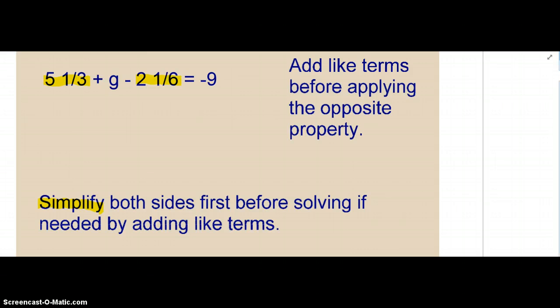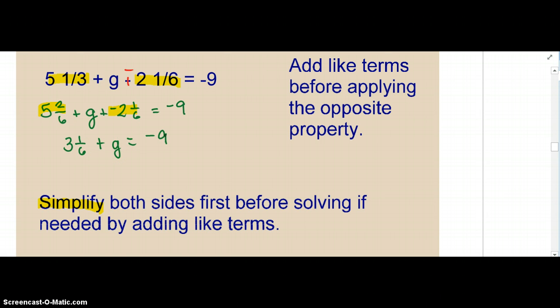So the first thing I'm going to do is change subtraction to addition to see that that 2 1/6 is actually a negative. Then I'm going to need to get common denominators because these are fractions and they're like terms. I'm going to get common denominators and add them together. So I have common denominators and now I'm going to add my two like terms. So when I add 5 2/6 plus -2 1/6, I'm actually subtracting since they're different signs. So I get 3 1/6 plus G equals -9.